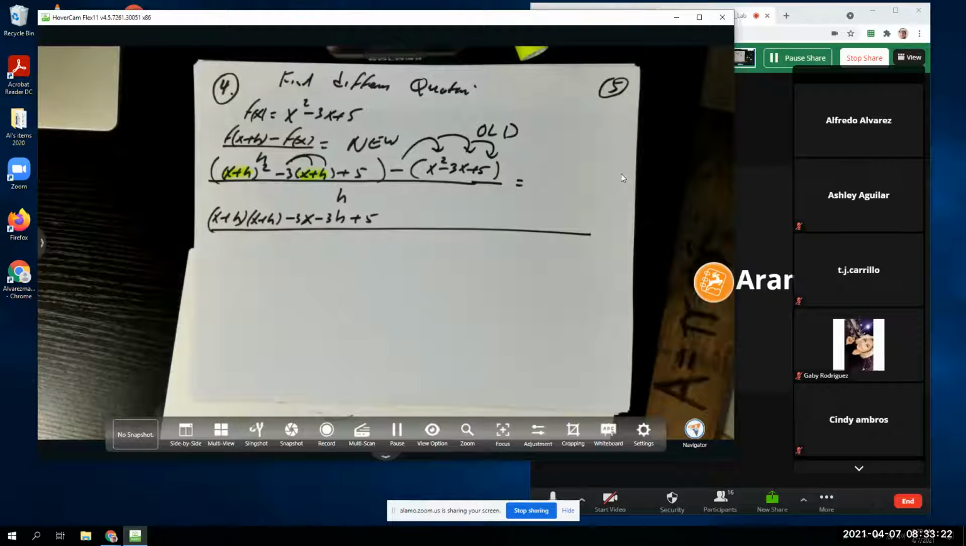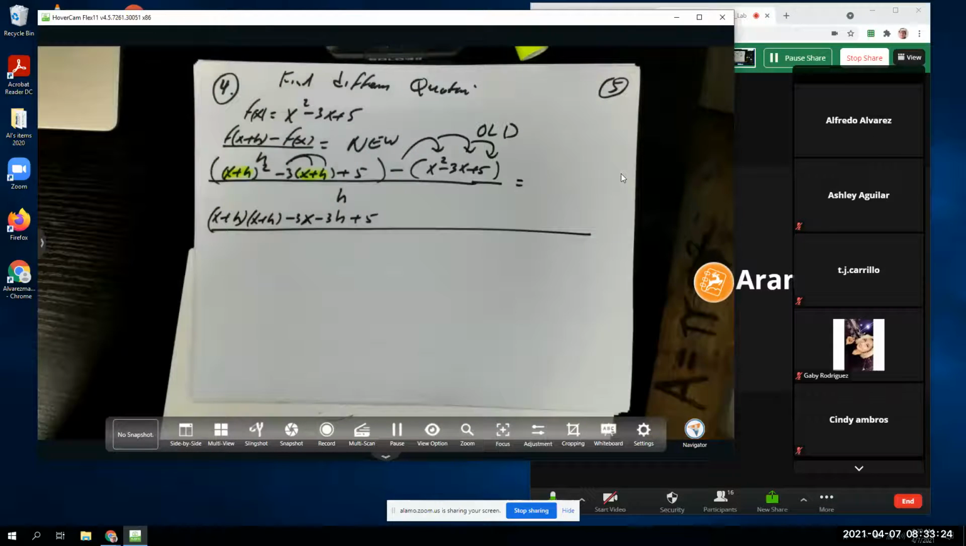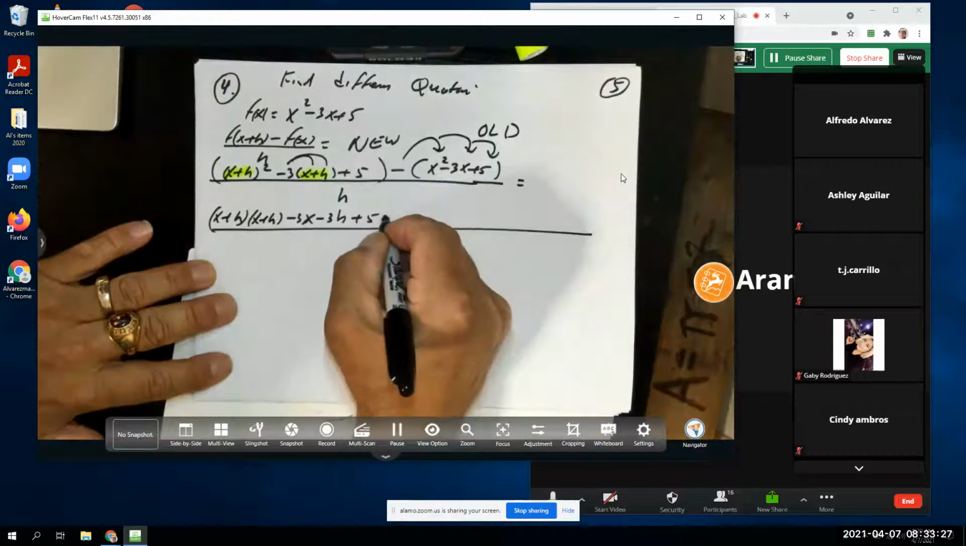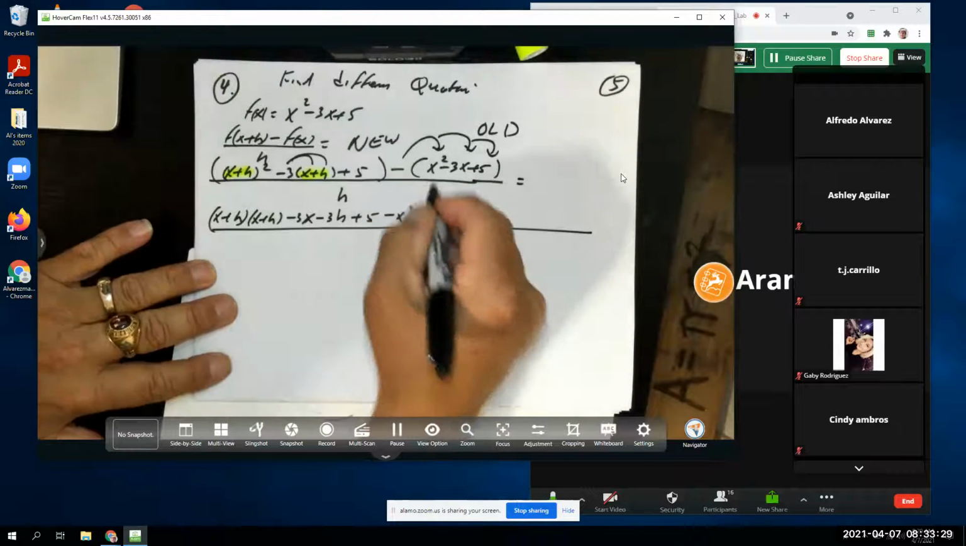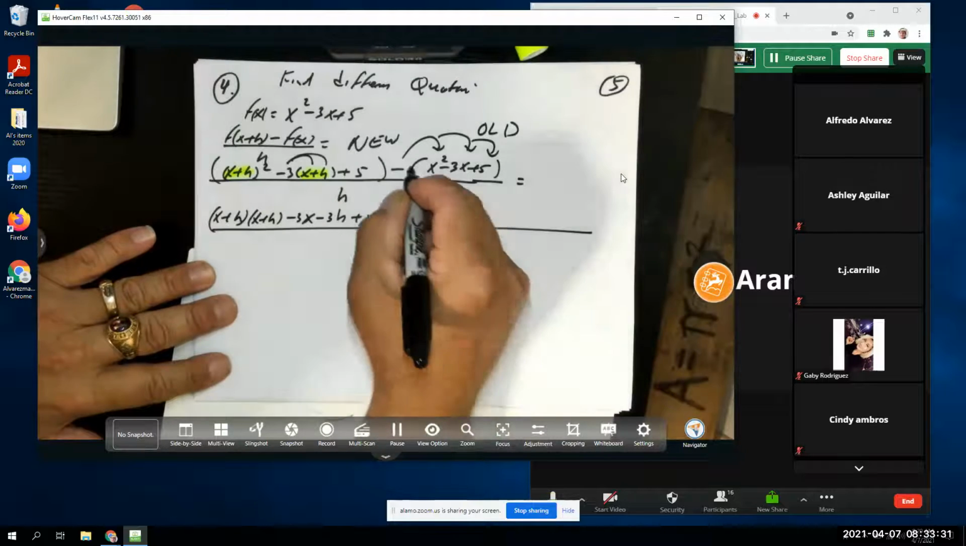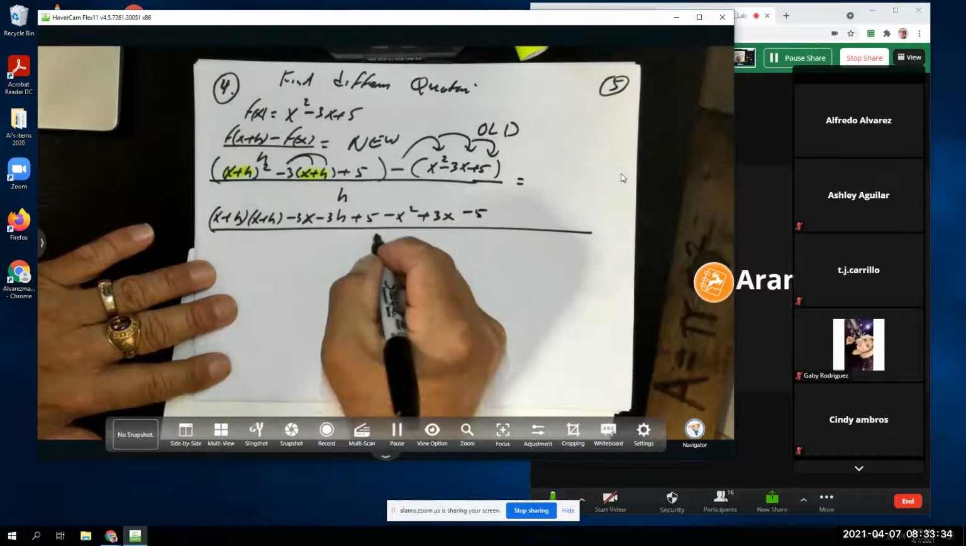The answer is yes. It's going to change all the signs. So this is going to be negative of that. It's going to be negative x squared. Negative of negative is going to be positive 3x. And negative of 5 is going to be negative 5.